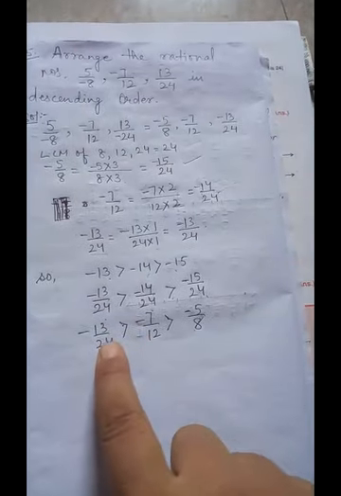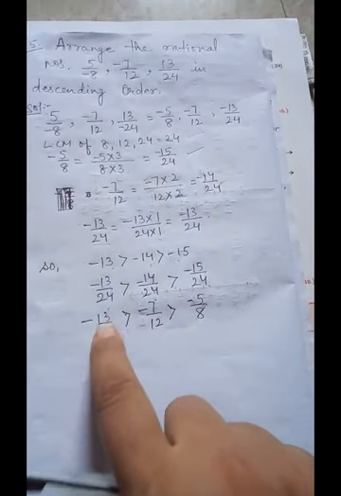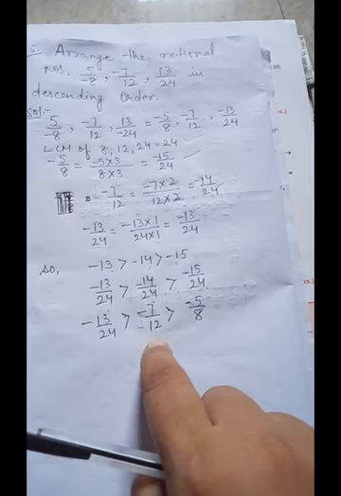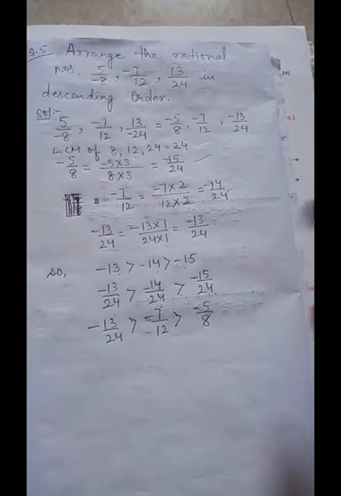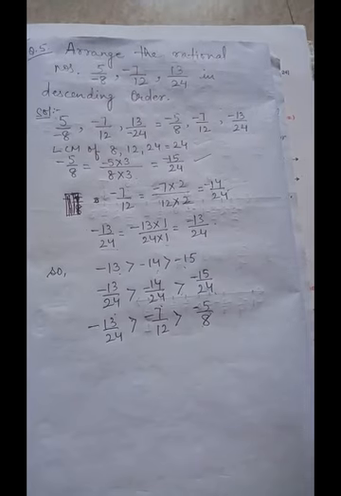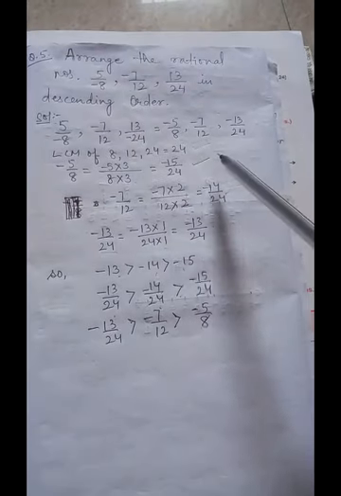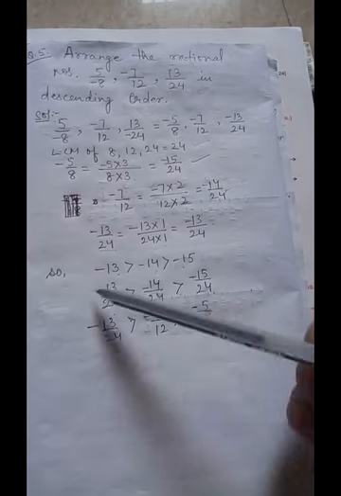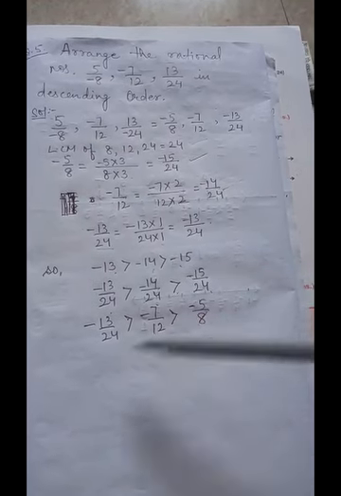After this we will write their true rational numbers from which they have been derived. It is minus 13 by 24 is greater than minus 7 by 12 is greater than minus 5 by 8. This is how you have to solve the other questions given in your book, in your exercise. So first thing, always remember to convert into the standard form. Then you have to take out the LCM. If the denominators are different, then you have to make the denominators equal to the LCM. Then you have to find out which one is greater and which one is the least, and arrange accordingly.